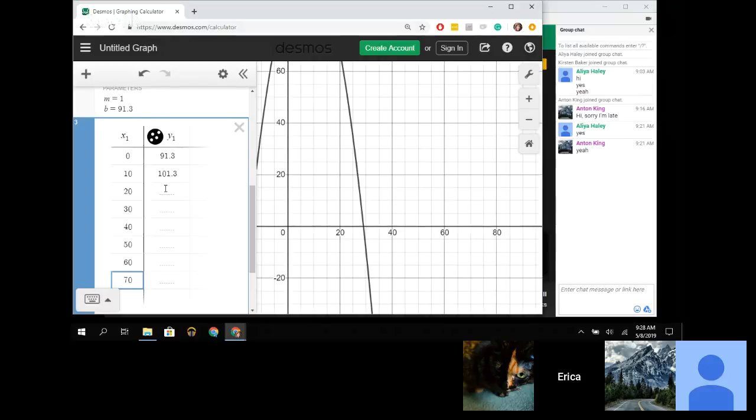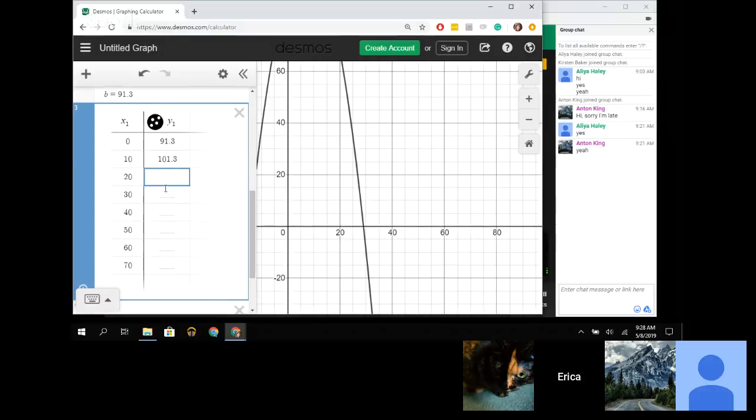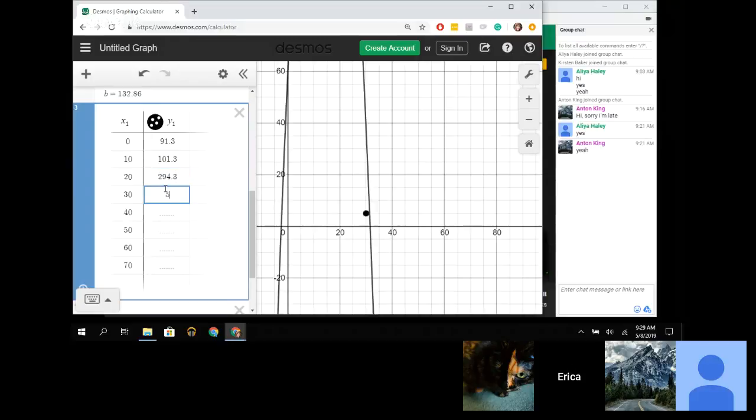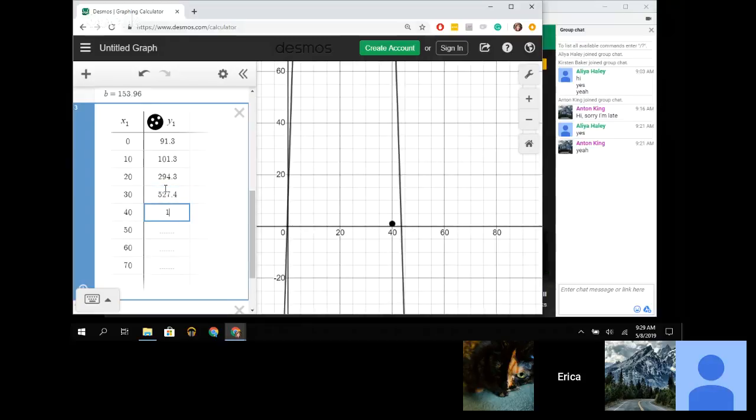All right. And then over here represents your billions of dollars. So I'm going to go ahead and type these in. I'm getting these values from your book. There's a table in your book.